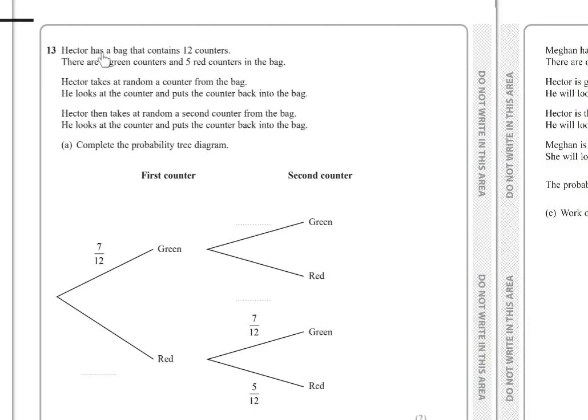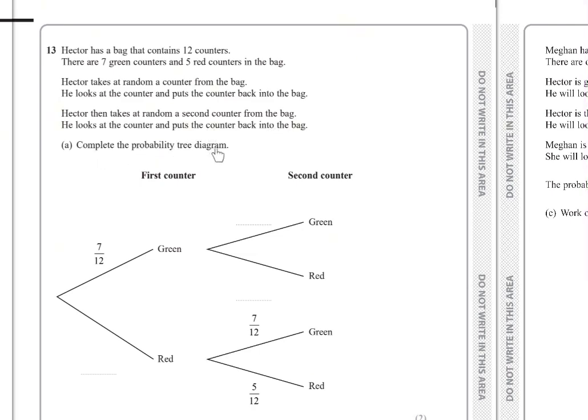13. Hector has a bag that contains 12 counters. There are 7 green counters and 5 red counters in the bag. Hector takes at random a counter from the bag. He looks at the counter and puts the counter back into the bag. Hector then takes at random a second counter from the bag. He looks at the counter and puts the counter back into the bag.